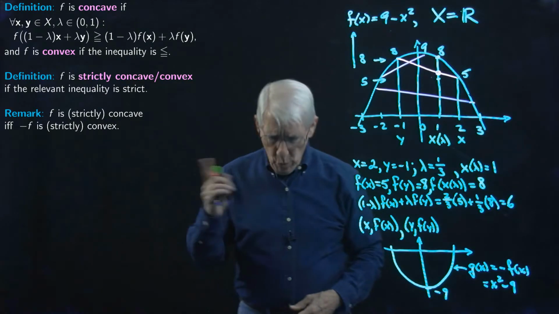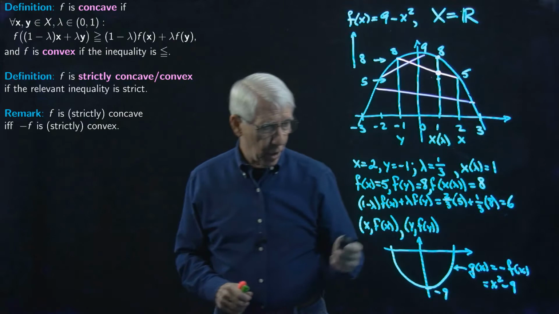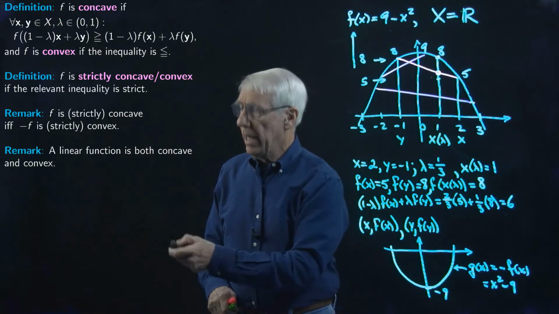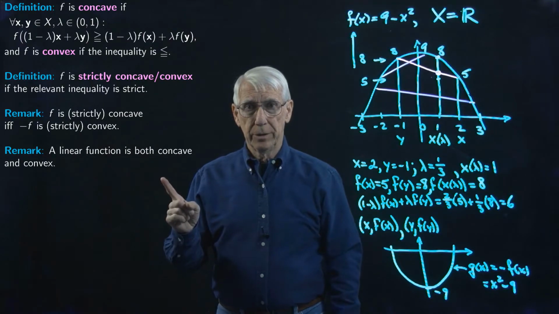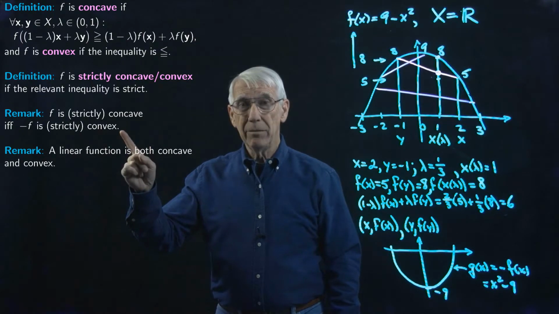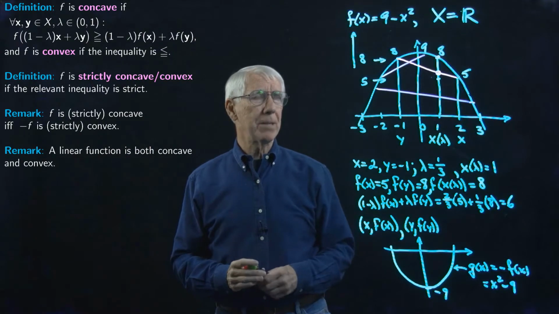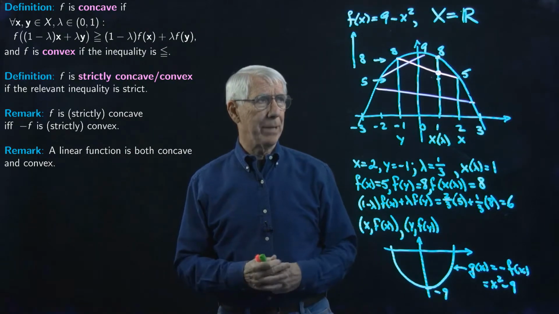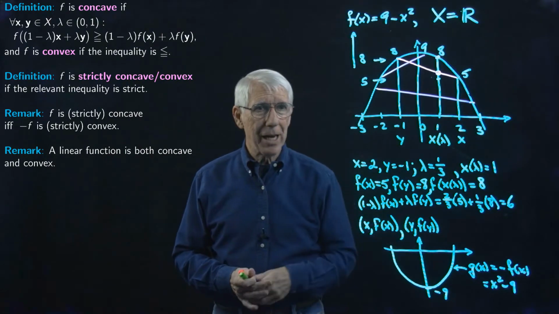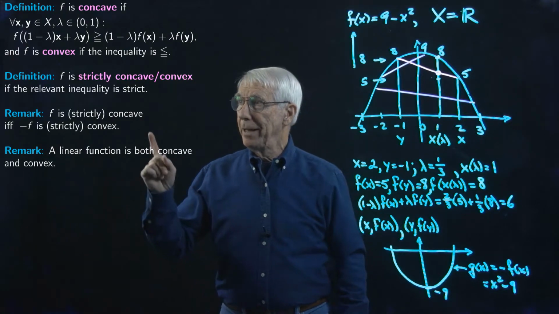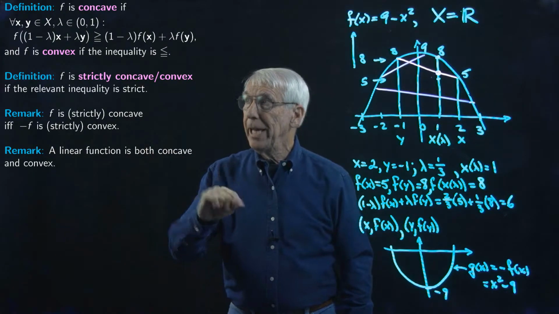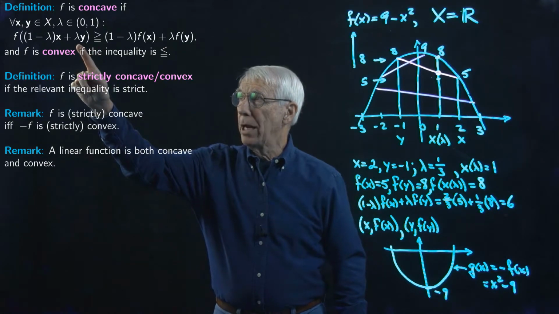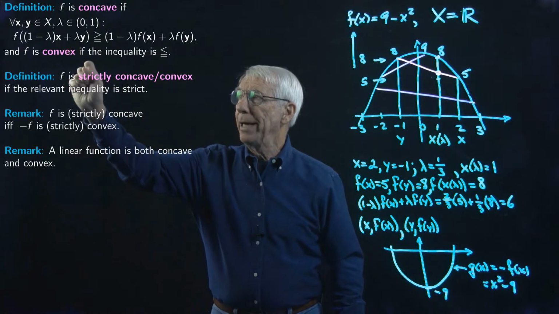Let's note one other thing here before we move on beyond this example. And that's that a linear function is both concave and convex. At first that seems a little bit like, well, how can that be? Both concave and convex at the same time. But note that a linear function, let's put it a different way. Our function f is linear if this is not an inequality, but an equation.